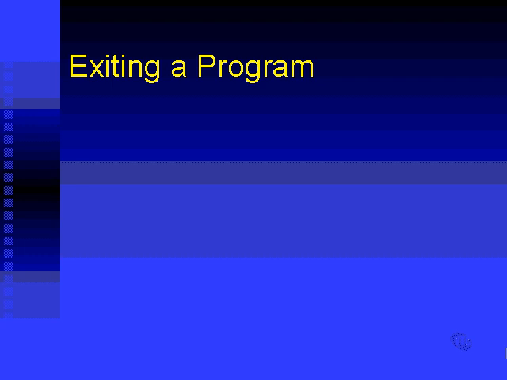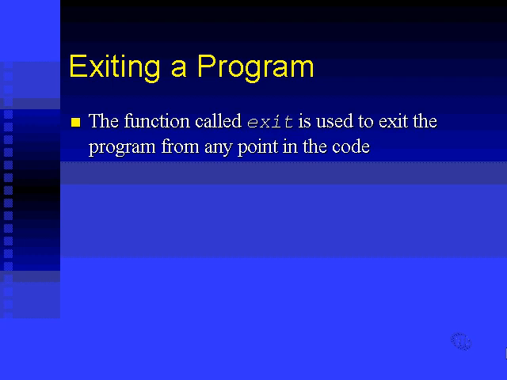Now we get into the standard C function library properly. We start with two functions. Both have to do with exiting a program. There's a function called exit that is simply used to exit the program from any point in the code. At the moment, the only way that we can ever exit a program is by reaching the end of the main function or by prematurely issuing a return statement inside the main function.